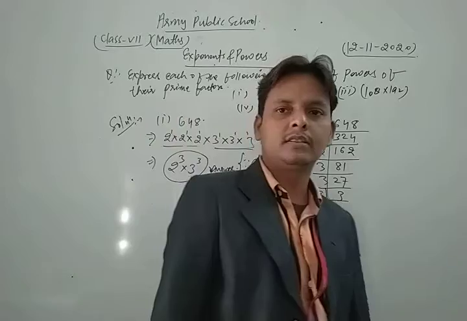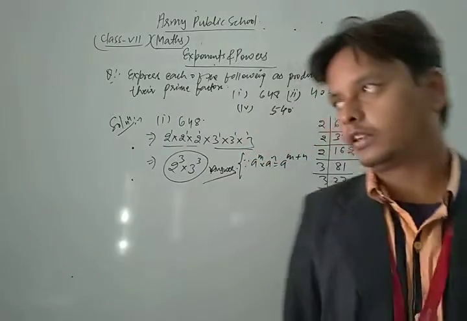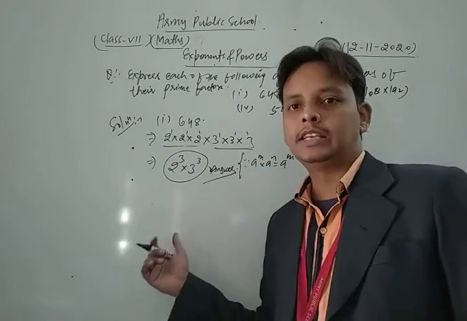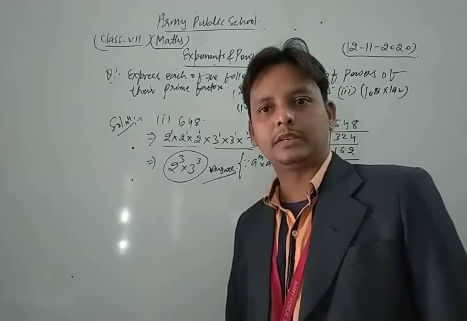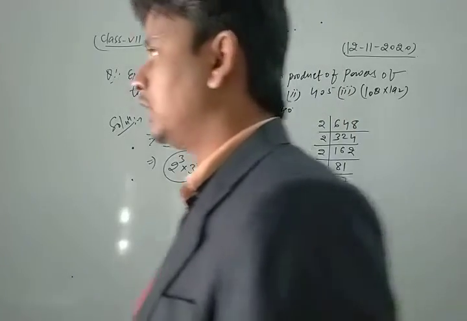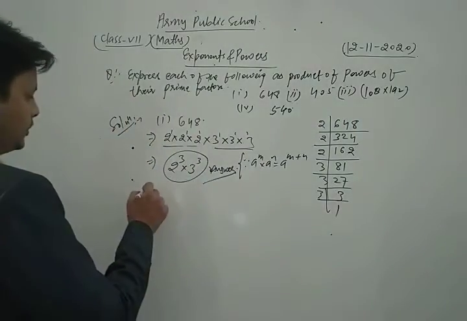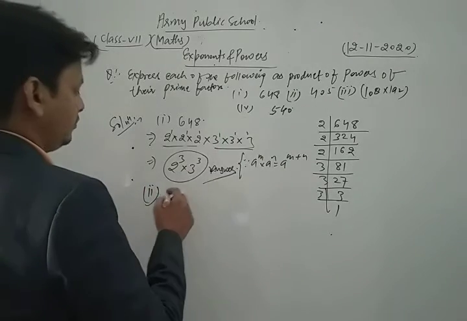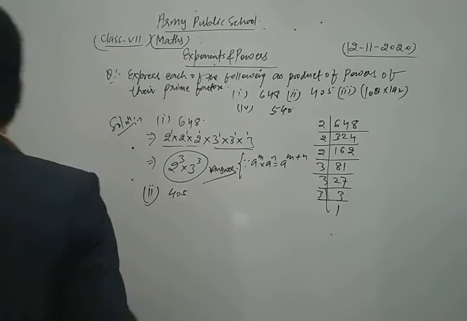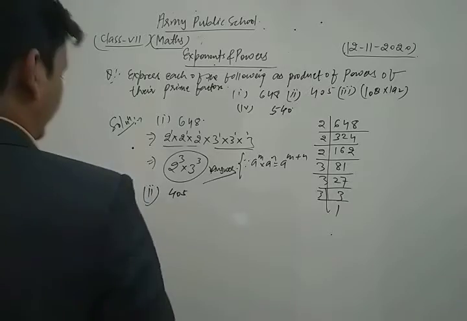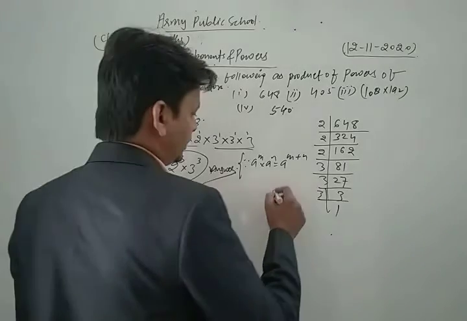Okay, dear friends. Thus, in this way, you can solve each and every question of your NCERT exercise based on exponents and powers. Similarly, we take and solve the second part of this question, which is 405. First of all, we do their prime factorization.